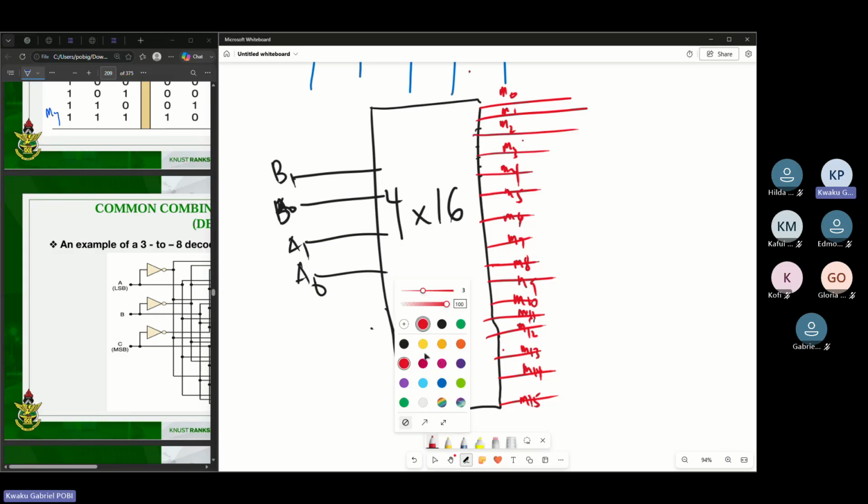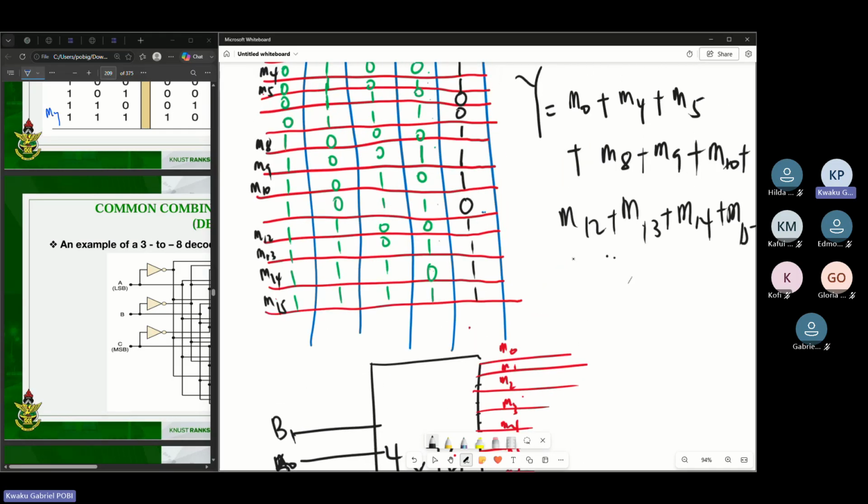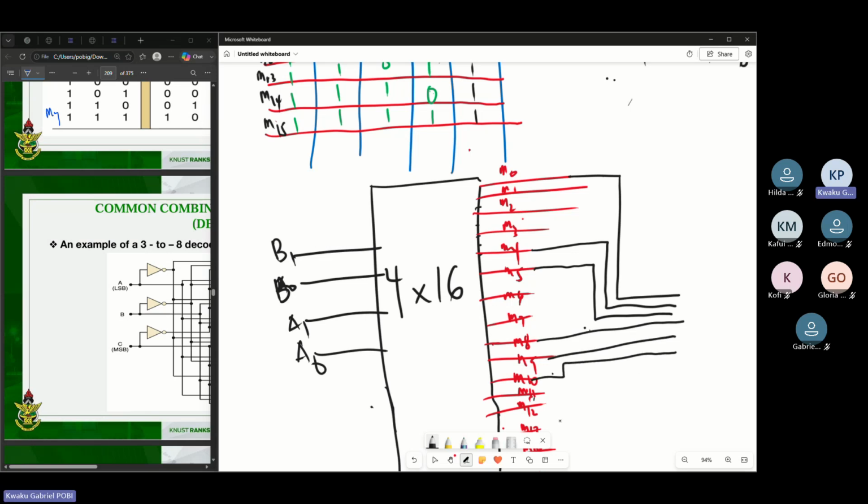Then now you just go and check your expressions for the output Y. So Y was giving us what? 0, 4, 5, 8, 9, 10, and then 12 to 15. So we are just going to look for 0, which is this guy. So I'll tap here. Let me reduce this a bit. So 0 will be here. 4 is somewhere here. 5 is somewhere here. Then 8, 9, 10. So I'll bring them here. 10 is here. Then the rest are 12 all the way to 15.